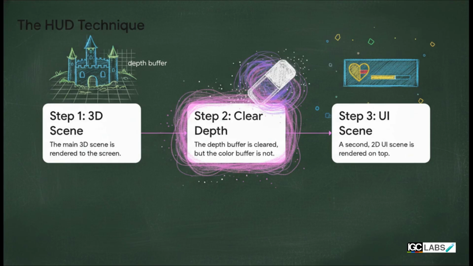So a classic technique for this is the heads-up display, or HUD, like the health bar in a video game. It's a three-step process. First, you just render your main 3D world as usual. Then you tell the renderer to wipe its depth buffer. That's basically the computer's memory of what's in front of what, but you tell it to keep the picture it just drew. Finally, you just render your simple 2D UI right on top. And because that depth memory is gone, your UI is always guaranteed to show up in front.